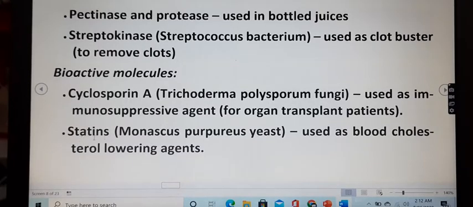Then statin is another bioactive molecule. It is produced by the yeast Monascus purpureus. It is used as a blood cholesterol lowering agent. Means people are consuming it to reduce the cholesterol in their blood.